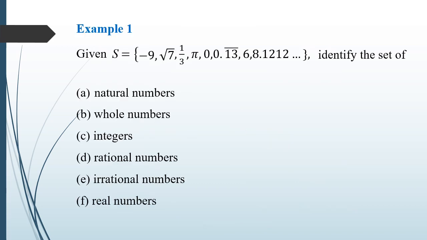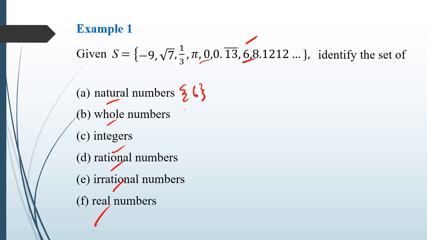Okay, let's do some examples. Let's say we have a set of numbers S equal to negative 9, square root of 7, 1 over 3, pi, 0, 0.13 bar, 6, and 8.121212. Identify the sets of natural numbers, whole numbers, integers, rational, irrational, and real numbers. Which one is the natural number? We have the ones that don't have any decimal point or fraction: 0 and 6. Is 0 a natural number? No, we have 6 only. So 6 should be the only natural number.